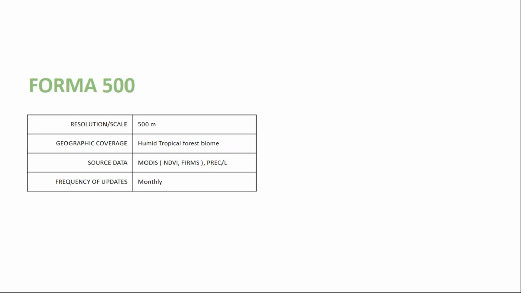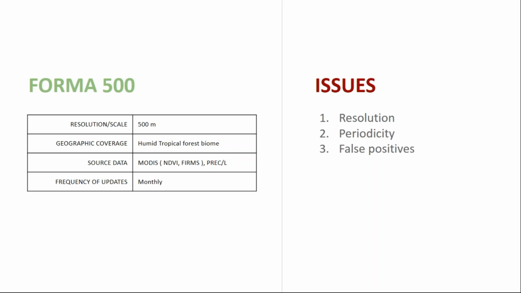As we were going into this redevelopment of the FORMA 500 system, there were a number of problems we were hoping to solve with this update. Some of the biggest issues: first, the resolution. 500 meters is pretty big on the ground, especially when you're in a dense forest. We heard feedback that it was hard to find where the change was happening or it was too big to be meaningful. The monthly frequency also, we thought we could do better than that given the current availability of MODIS information. We also noted that there were a number of false positives, particularly in flooded forests, that we wanted to address.